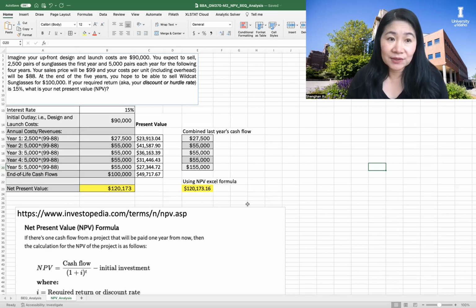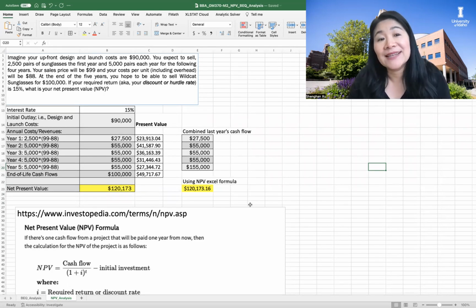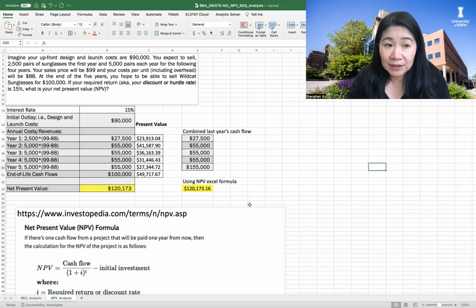So imagine your upfront design and launch cost for a sunglass business is $90,000, and you expect to sell 2,500 pairs of sunglasses the first year and 5,000 pairs each year for the following 4 years. Your sales price will be $99 per pair, and your cost will be $88 per pair. At the end of the 5 years, you hope to sell your business, the Wildcat sunglass business, for $100,000.